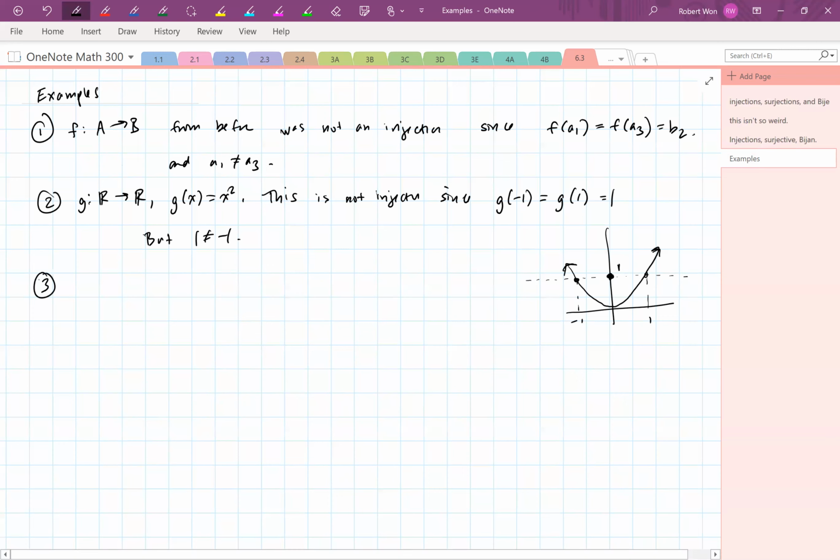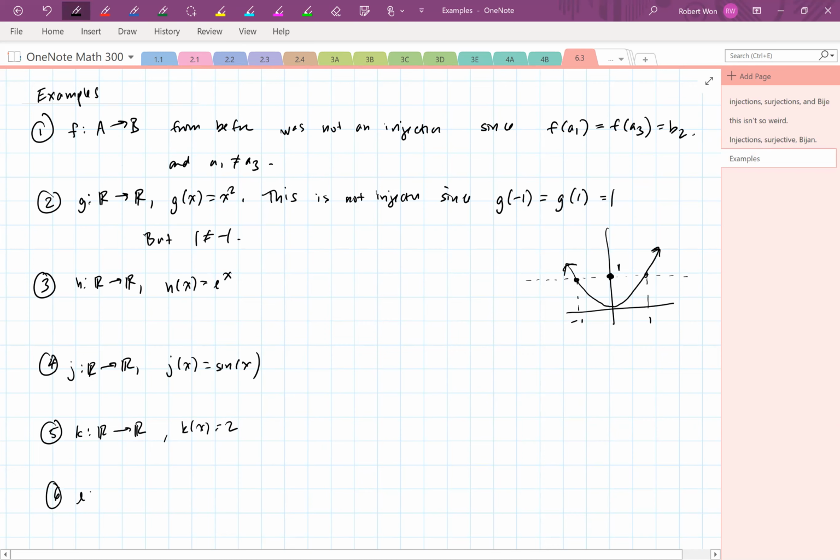Okay, some more examples. We could let h from R to R be given by h of x equals e to the x. I could let j from R to R be given by j of x equals sine x. Let's let k from R to R just be the constant function 2. And let's let L from R to R be the function L of x equals log x. Okay, so since you're familiar with these functions from calculus, I want you to think about whether or not they are injective. So pause the video, do that.